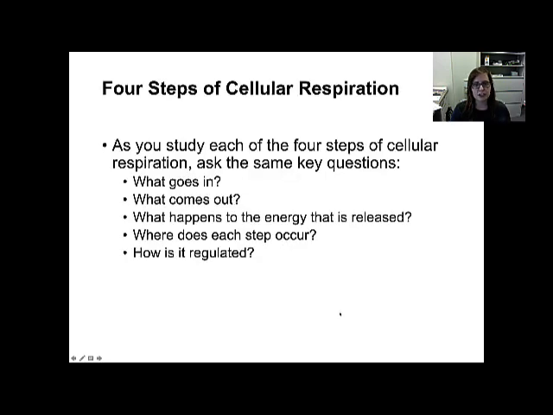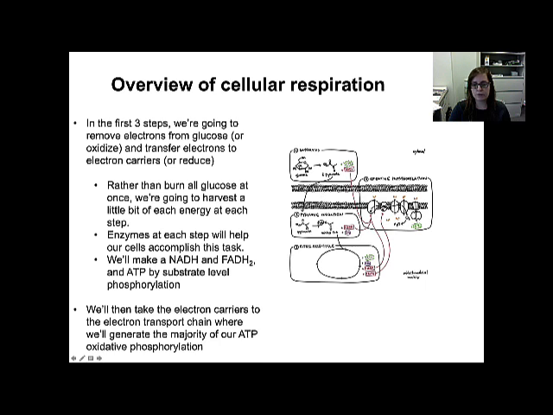As you move through each of these 4 steps, glycolysis, pyruvate processing, the citric acid cycle, and the electron transport chain, you should ask yourself these key questions. What goes into the reaction and what comes out? What happens to the energy that's released? Where does each step occur in eukaryotic cells? And how are the different reactions regulated? So just as an overview, once more, in these first 3 steps, we're going to remove electrons from glucose, so we're going to oxidize it, and we're going to transfer those electrons to electron carriers and make ATP.